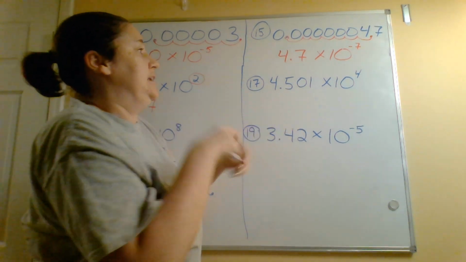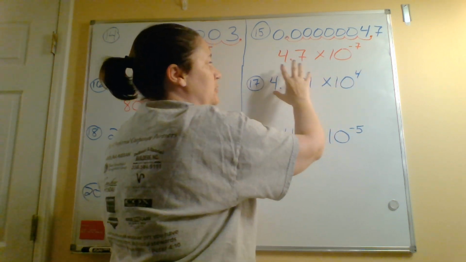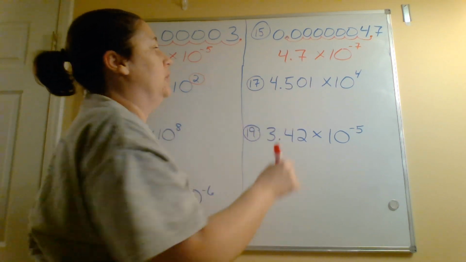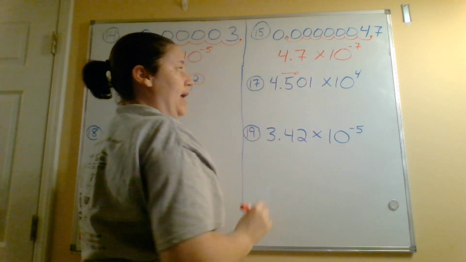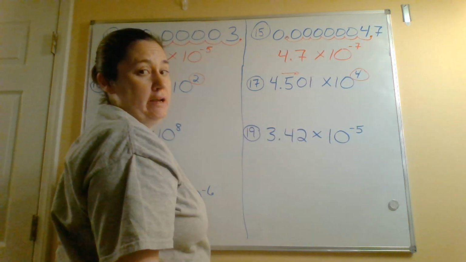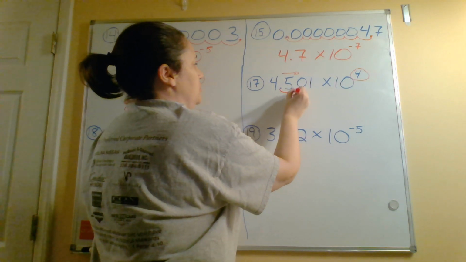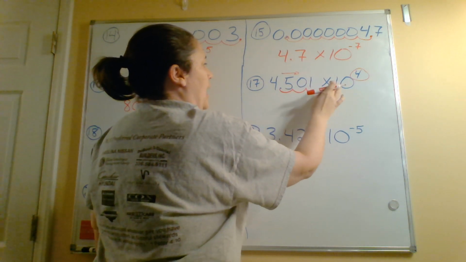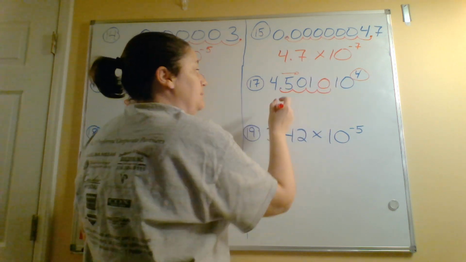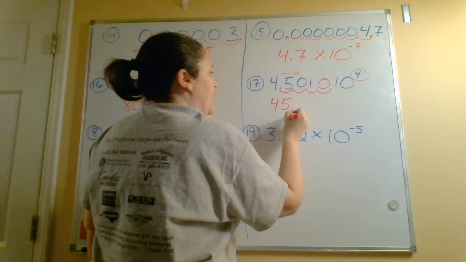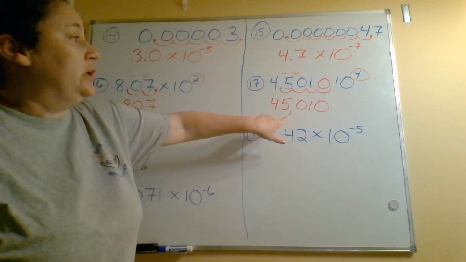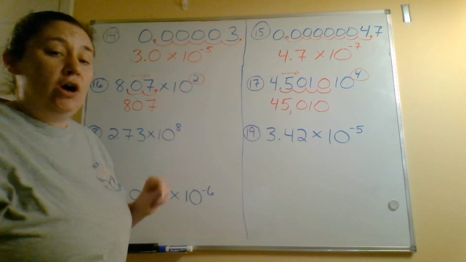For number 17, this is a positive exponent, which means this is a large number. It's not a tiny little decimal. It's going to be a big number. So I have to move the decimal point to the right so that this becomes a big number. And I need to move it to the right 4 times. So 1, 2, 3, 4. I'm going to have to put a 0 in this ditch right here. And then I have to rewrite my number. This is 45,010. Don't put the decimal point there. You can put a comma if you want, as long as you make your comma look like a comma and not a decimal point.